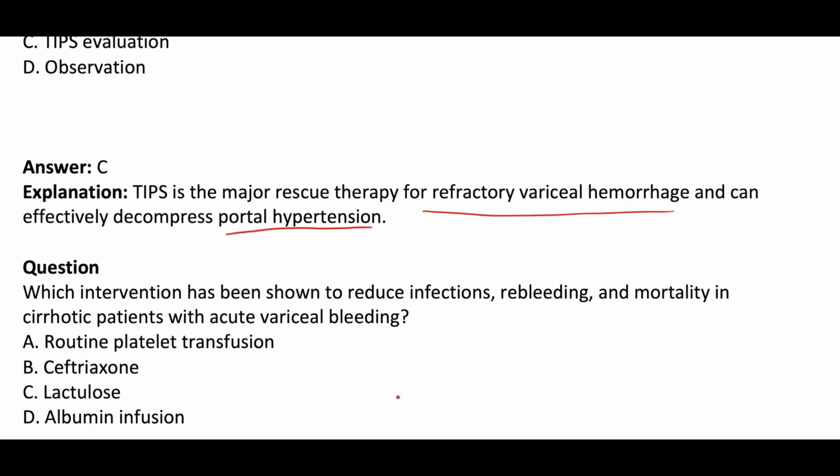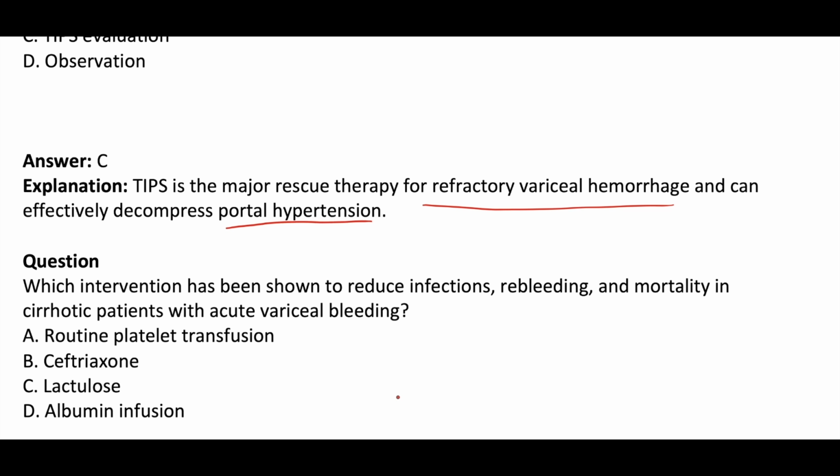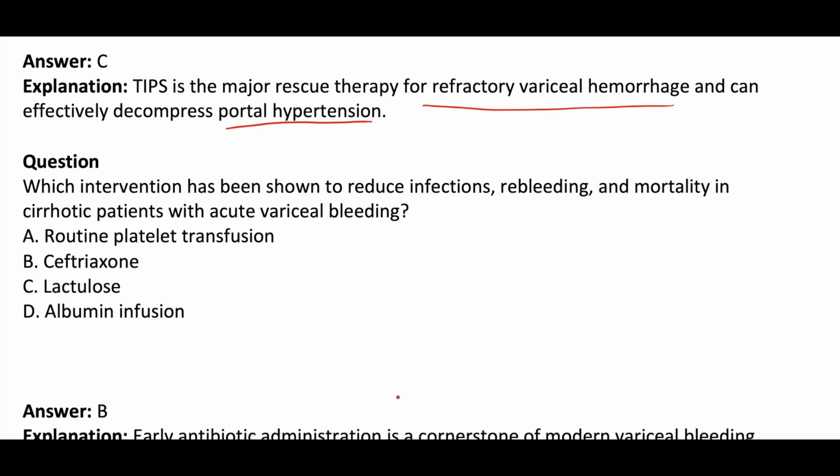Which intervention has been shown to reduce infections, reduce rebleeding, and improve mortality in cirrhotic patients with acute variceal bleeding? A, routine platelet transfusion. B, ceftriaxone. C, lactulose. Or D, albumin infusion. Correct answer, pause if you need to, is B.